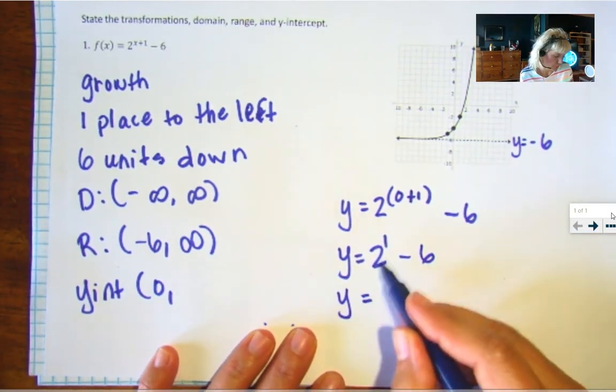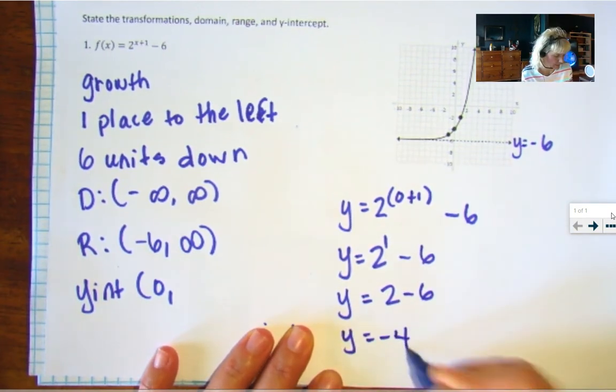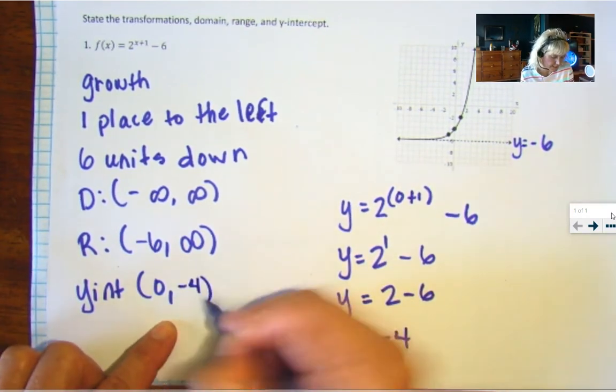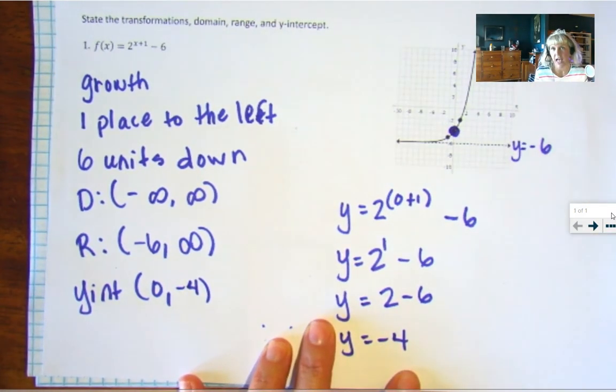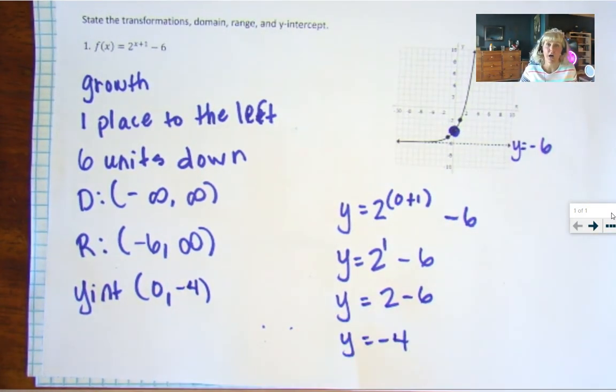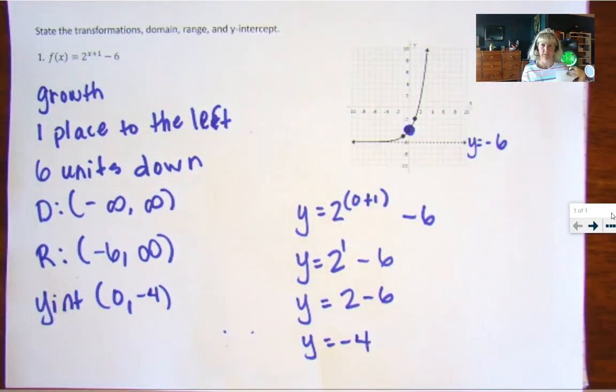So y equals 2 to the first power, which is just 2. 2 minus 6 is going to be negative 4. So our y-intercept is right here at (0, -4). On the graph for this example I showed you, but just remember sometimes you will have to calculate the y-intercept. Let's go ahead and take a look at the next one.